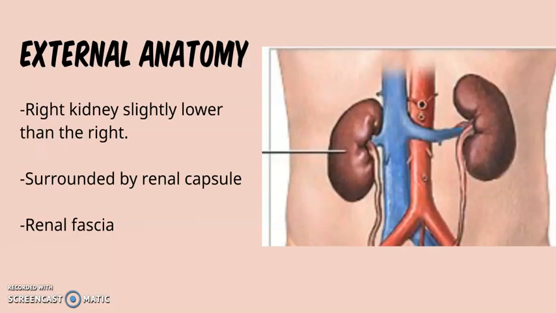Each kidney is surrounded by a layer of connective tissue called a renal capsule. Outside the capsule is an adipose layer, and outside of that is a thin layer called a renal fascia that helps anchor the kidneys to the abdominal wall. The kidneys are bean-shaped organs and are about the size of a clenched fist.